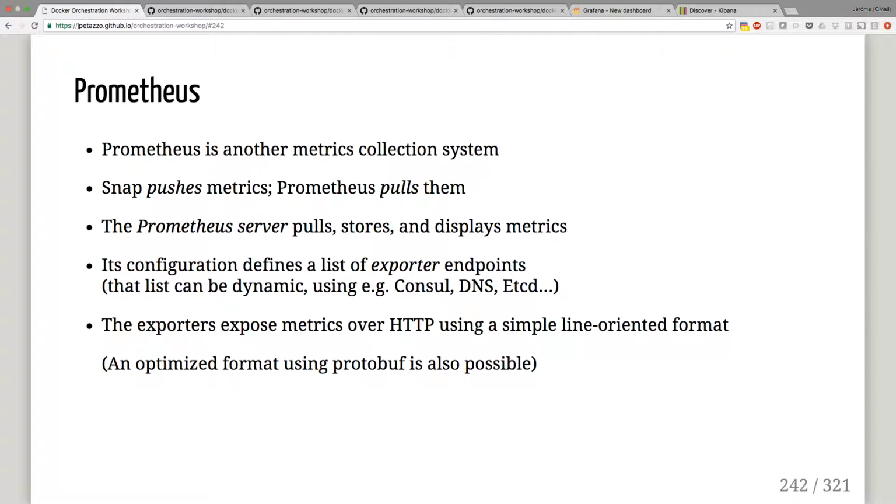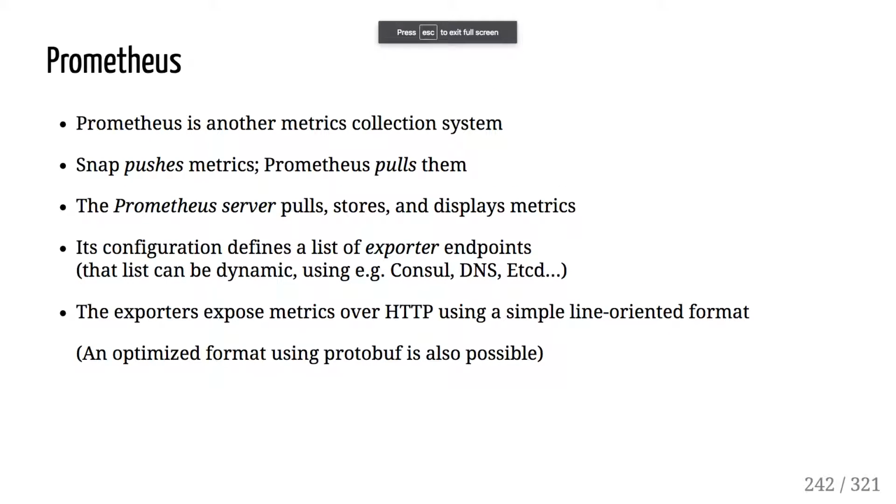So now we're going to use Prometheus. So why am I showing two systems? Why can't I just pick one? The two systems are extremely different.